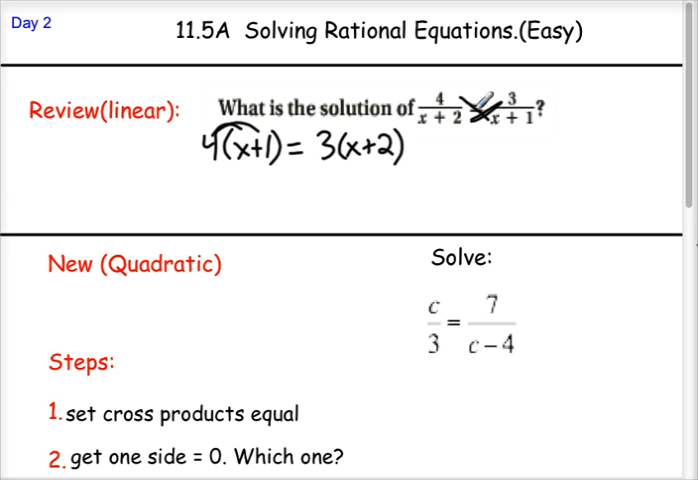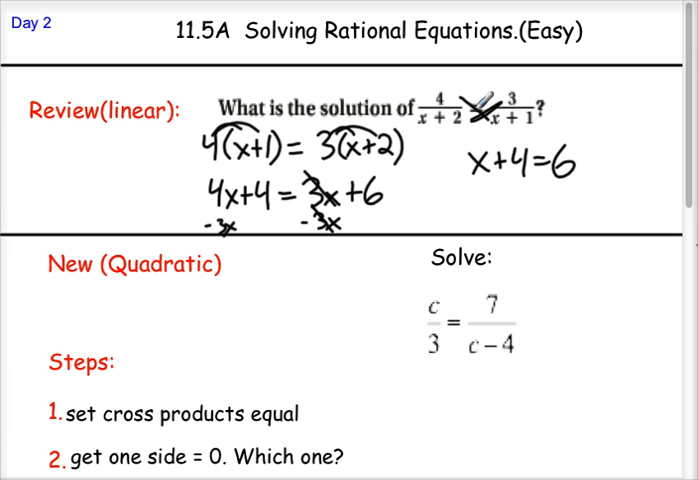So let's distribute both sides. So 4x plus 4 is going to equal 3x plus 6. So I'm going to subtract 3x from both sides because I want my variable on one side of the equation. So that's going to give me x on that side. Subtract the 4, I get x equals 2. All right, so that is solving linear cases.